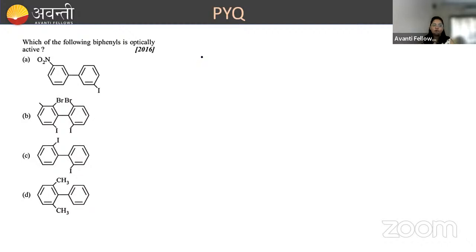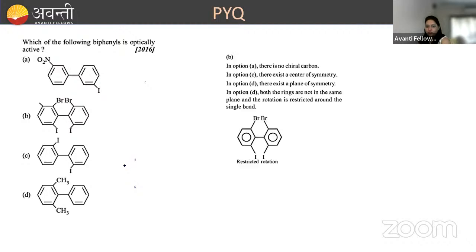Okay, so which of the following biphenyl is optically active? So all are biphenyl compounds, and which is optically active, that we need to find out. So first two, 1, 2, 3, 4, there are 4 options given. So what is the criteria? In option A, you can... B option. Okay, very good, Gauri. Gauri Lakshmi, your answer is correct. Option B is correct answer.